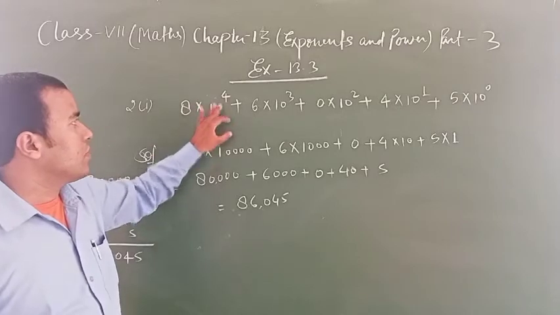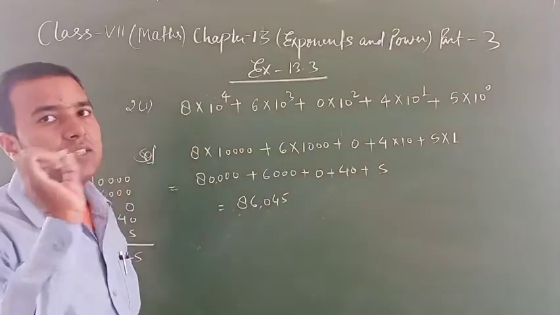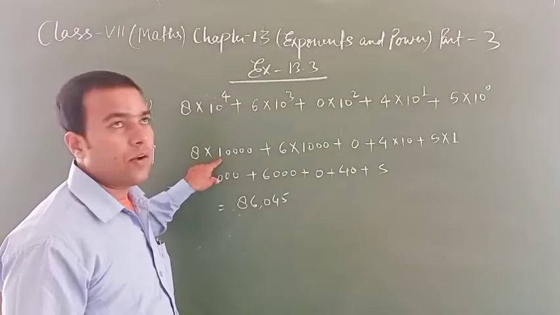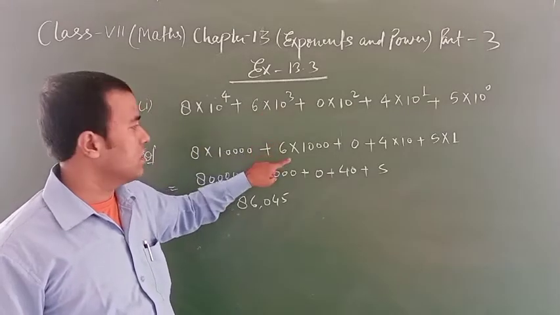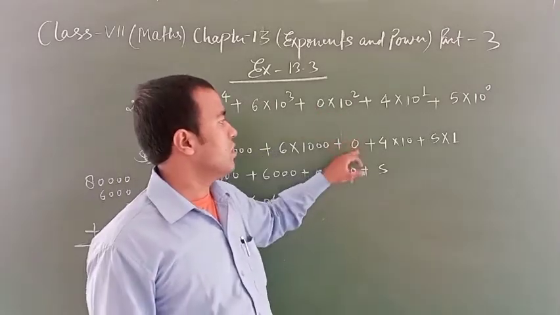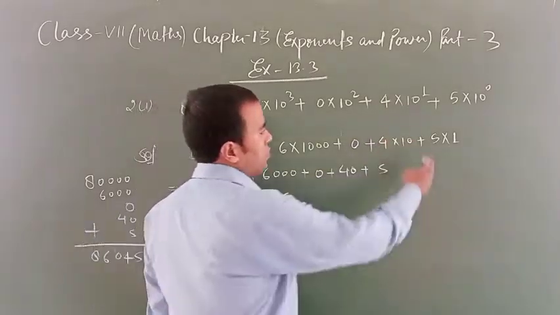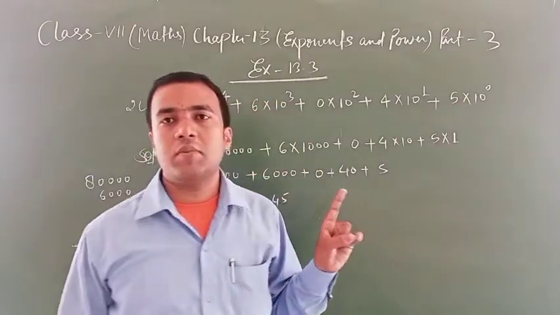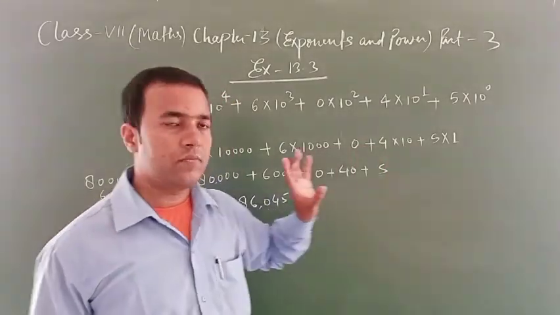8 into 10 to the power 4 means 10,000. Means 1 you will write, after that you see how much power is given there, that many 0s you will write. 10 to the power 4 means after 1, four 0s you will write. Clear? Plus 6 into 10 to the power 3 means 1000, plus 0 into 10 means 0, plus 4 into 10 to the power 1 means 10, plus 5 into 10 to the power 0 means 1. Because if any number or variable's power is given 0, then in that place you can take 1.